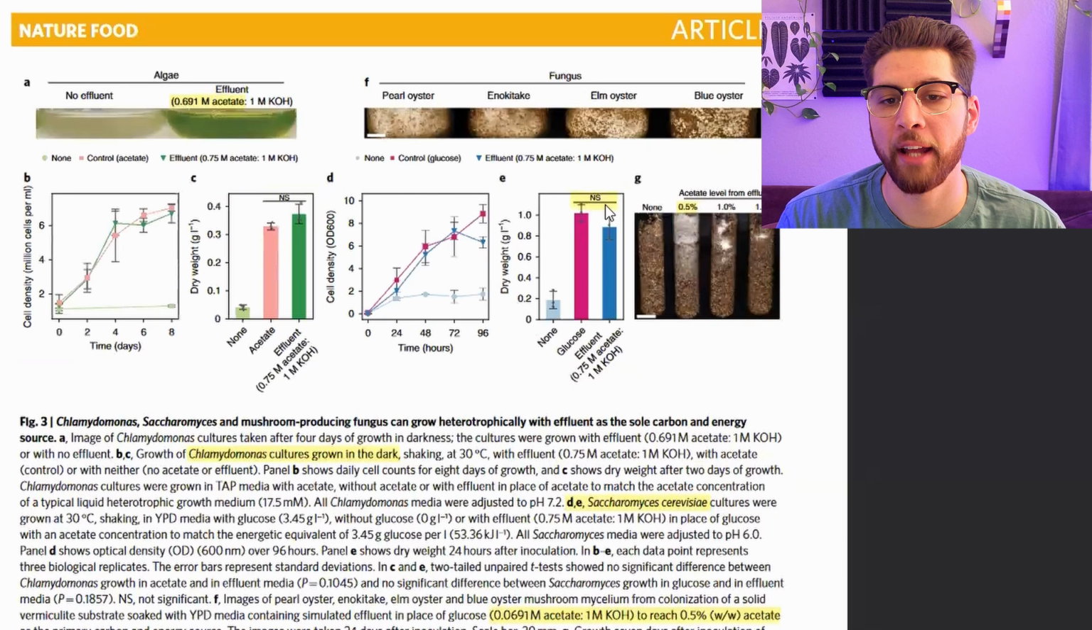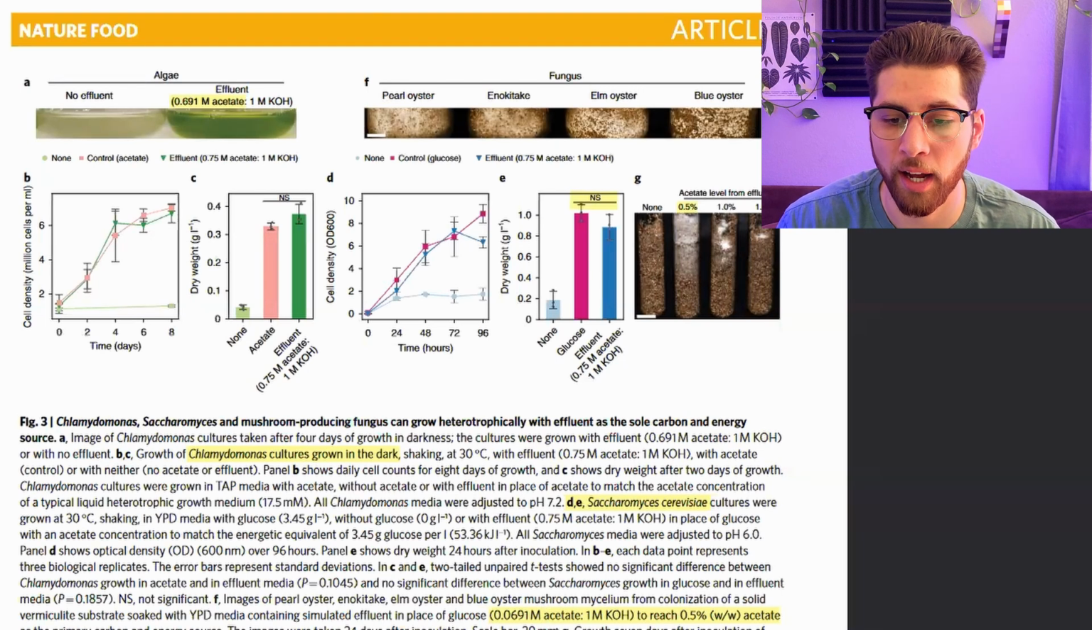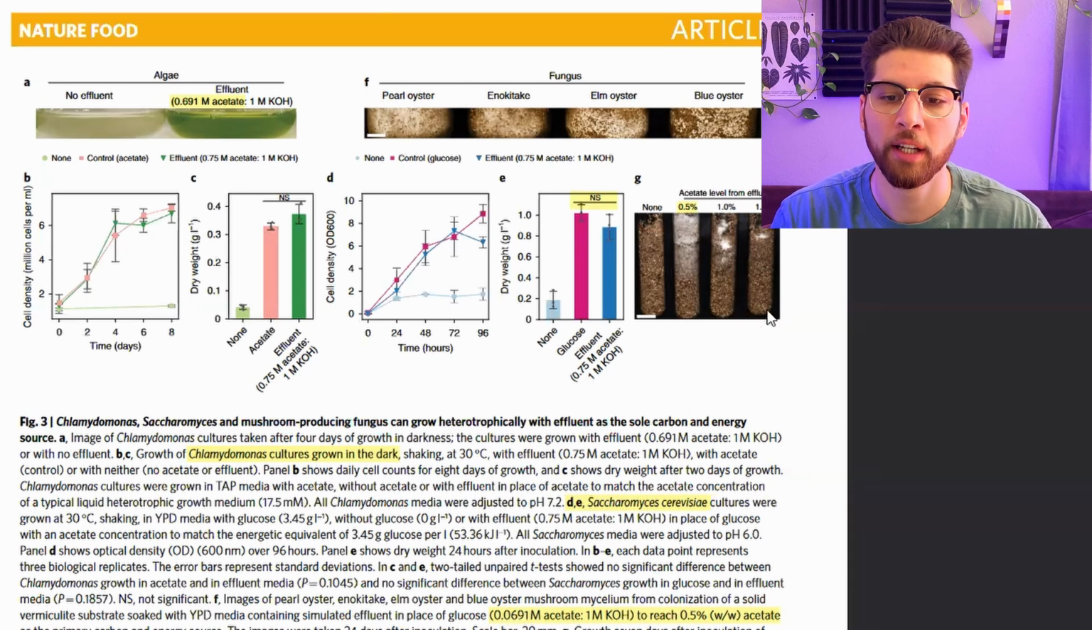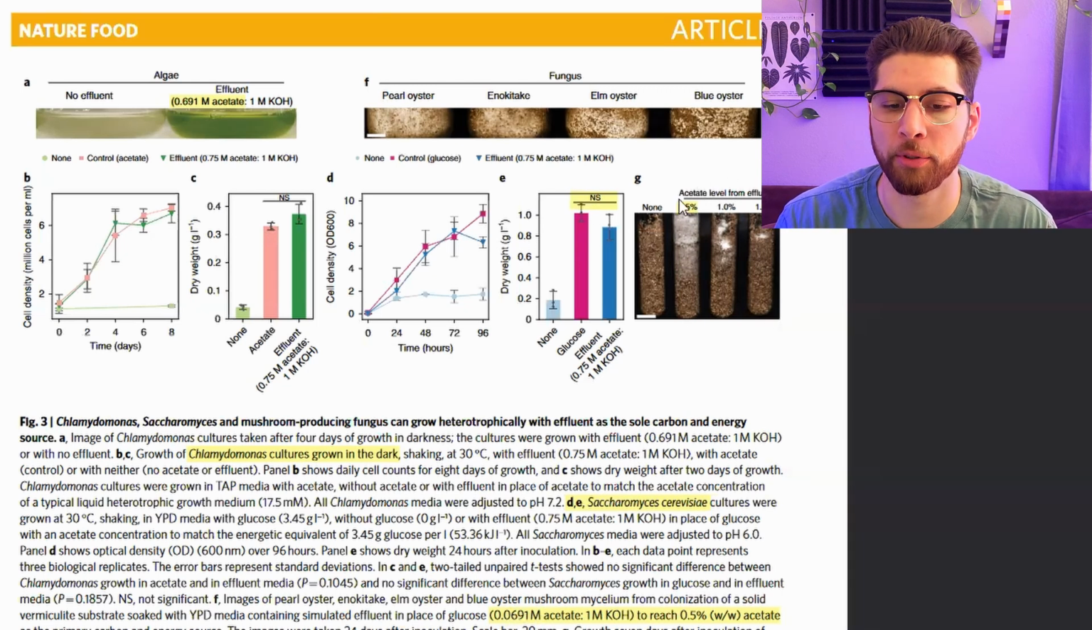They also looked at the fruiting mushrooms. So they're looking at oyster mushrooms and enoki mushrooms right here. And in this one, it's a little bit more disappointing. They had to dilute the simulated effluent by about 10 times. So they're using 0.07 molar acetate instead of 0.7 molar acetate. And that's what this 0.5% converts to.